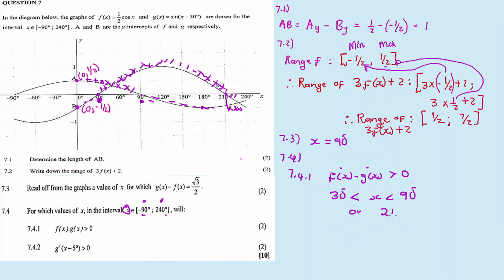So it's going to be 210 less than x less than 240. So we want the x values that make this statement true, and now again it's between 30 and 90 or 210 and 240 degrees Celsius.